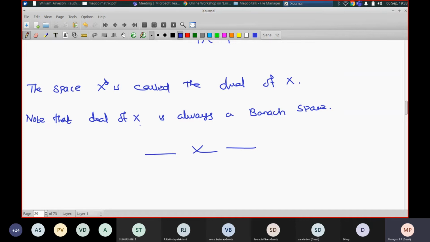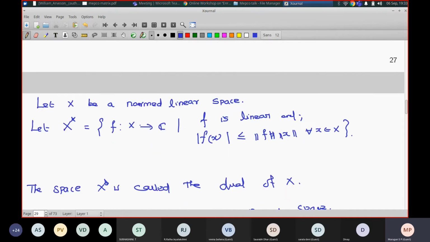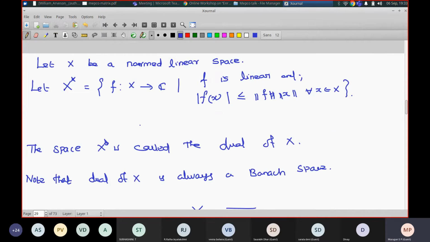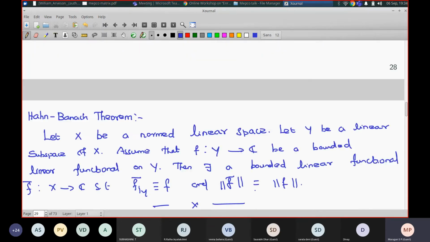Note that the dual of X is always a Banach space, because the set of all bounded operators from X to Y is a Banach space if and only if the range space, I mean Y, is a Banach space, right? Here C is always a Banach space, therefore the dual of X is always a Banach space.